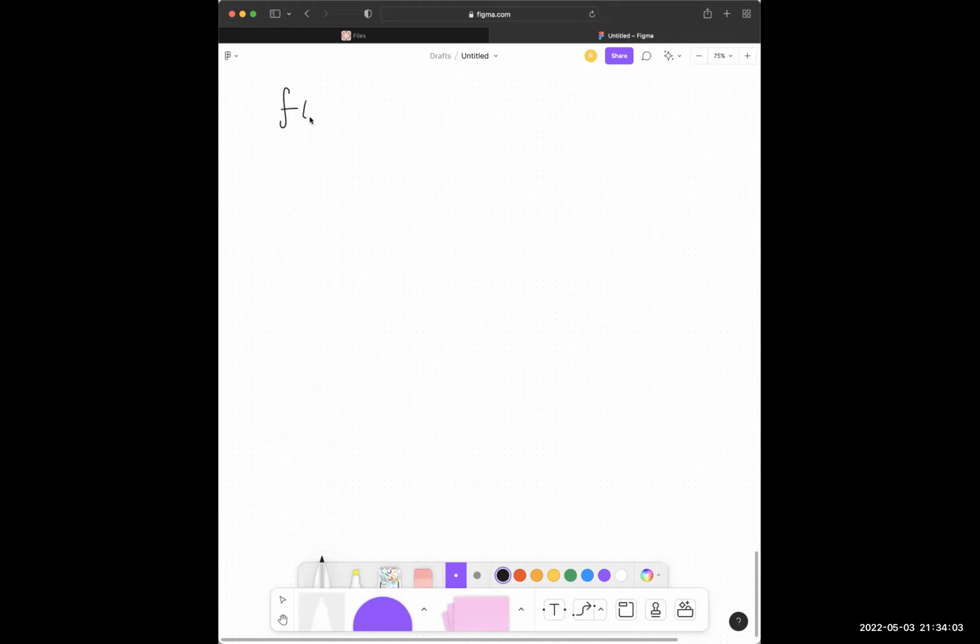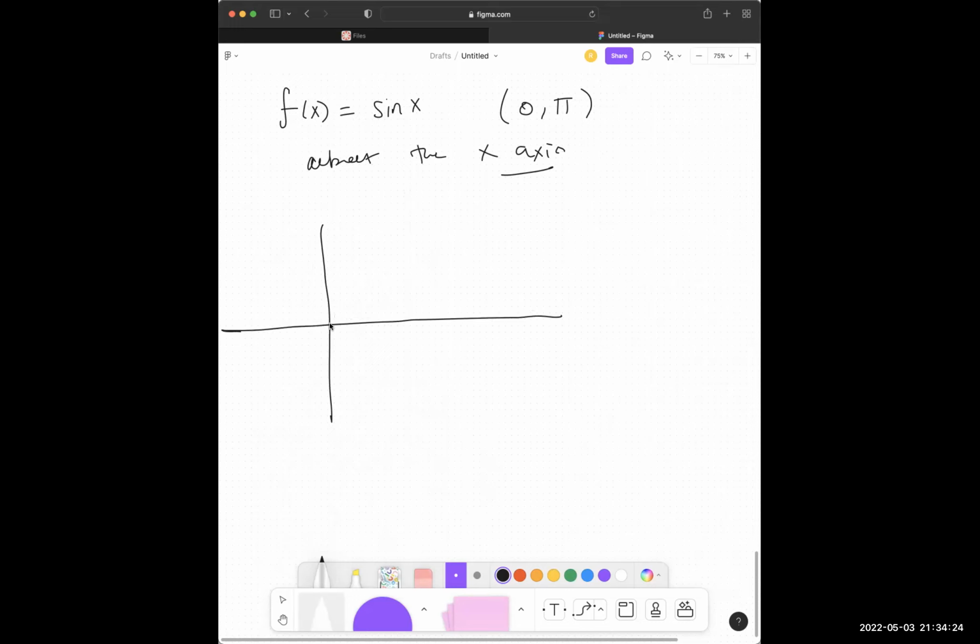Let's take a look at another question. F of x equals sine of x from 0 to pi. The idea here is we want to rotate this about the x-axis. So this is going to be about the x-axis, okay? Now, the idea here is that we're looking at sine of x, but again, we don't want to rotate the whole curve. We want to rotate a part of it.